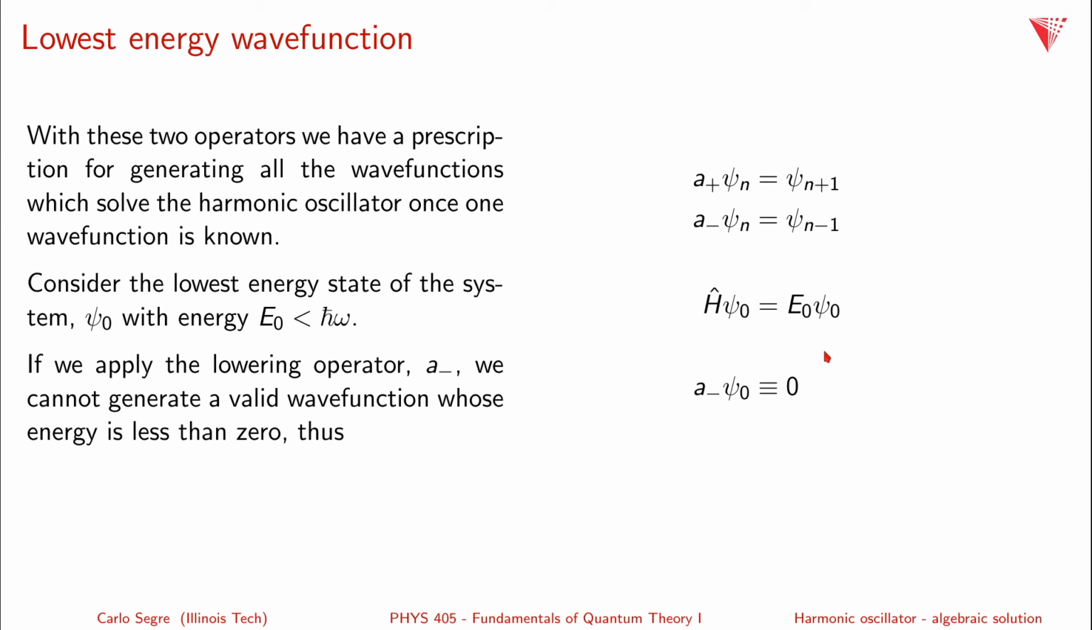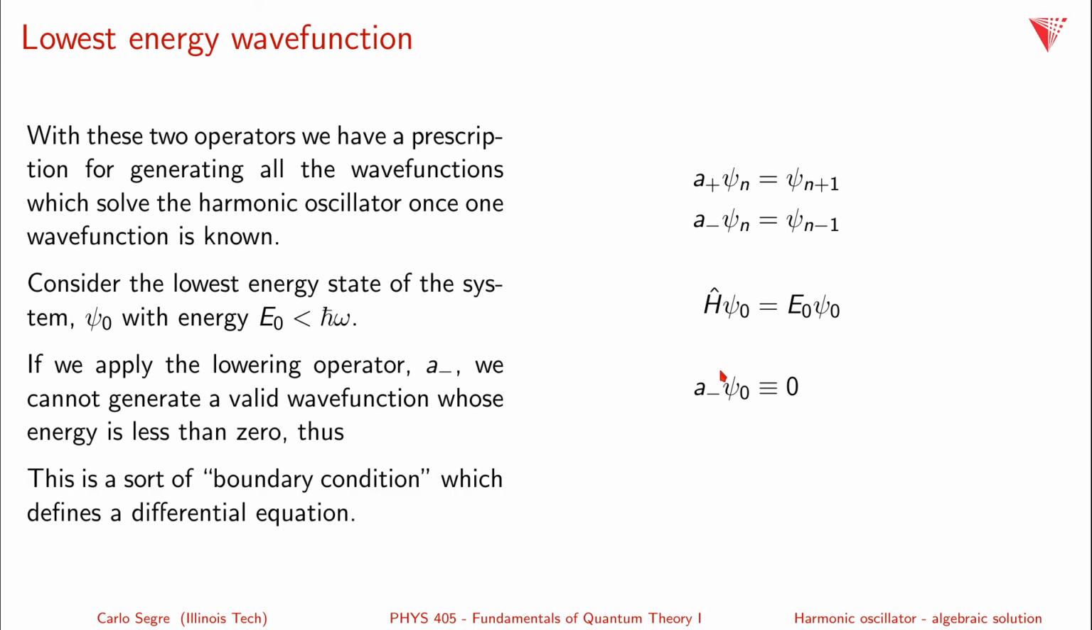So this is now a prescription for calculating psi 0. This is a differential equation because, if you remember, A minus has a differential form. It's sort of a boundary condition. So what's the differential equation this defines? Well, we just have to take A minus and plug it back in.